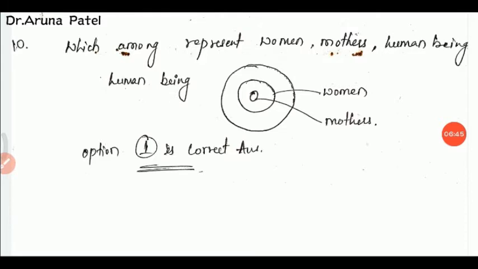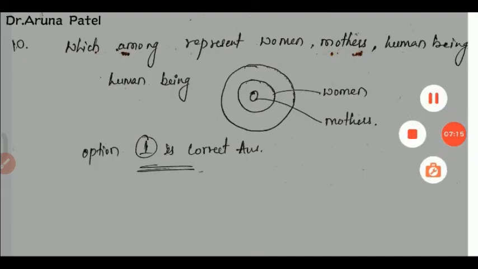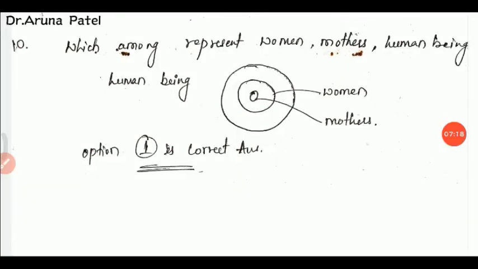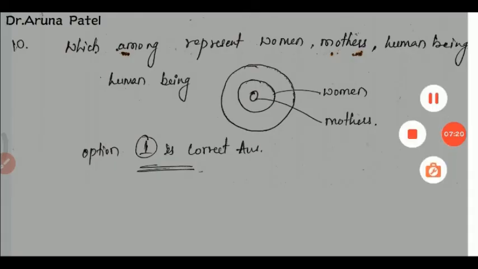So the correct answer for this Venn diagram is these concentric circles, because of woman, mother and human beings. If we select option 1, then human being is the enlarged circle. Then inside human being, it may be man or woman, so that is the second circle. A woman having a child or not, that is mother or single, is the third circle. So the correct option for this question is option number 1, which is concentric circles in the Venn diagram. So this one is the correct answer.